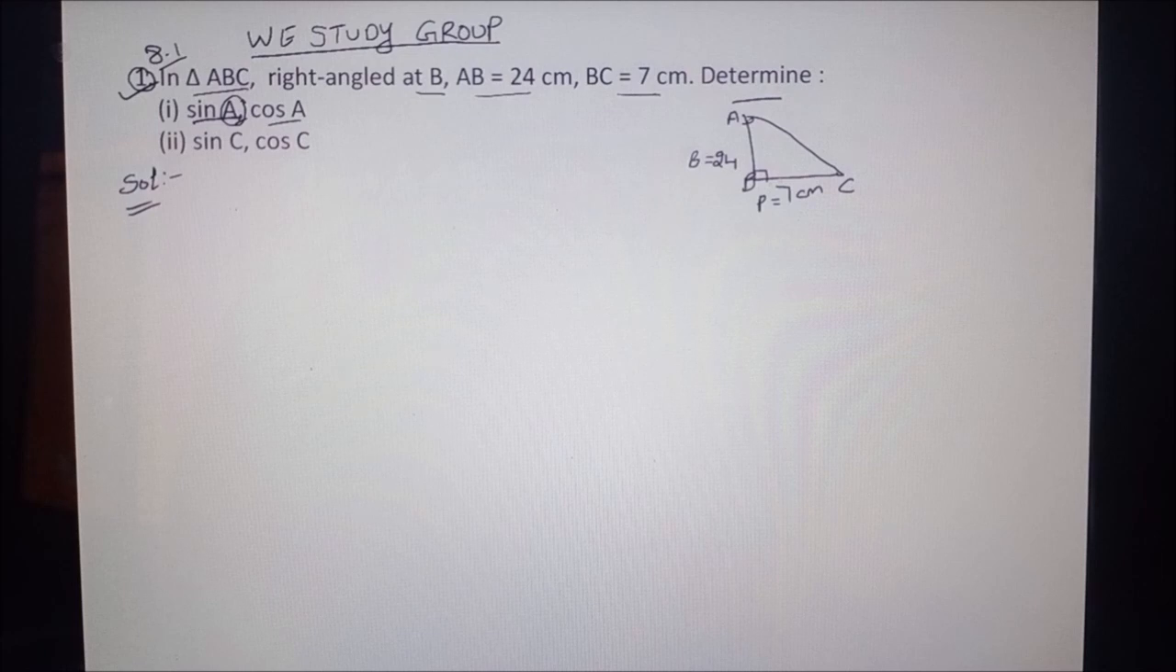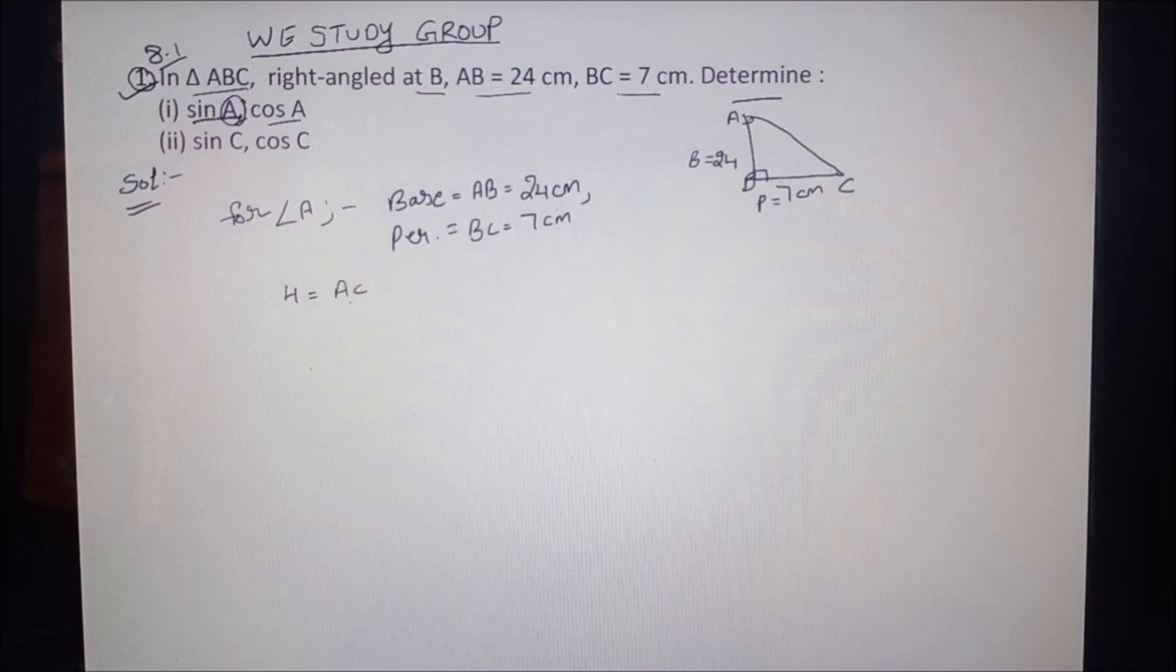So for angle A, base is equal to AB. Now value of AB we are given 24 centimeter and perpendicular is equal to BC. The value of BC we have given 7 centimeter. Now first of all, let us calculate hypotenuse. Now hypotenuse here is AC. We have to calculate the value of AC.